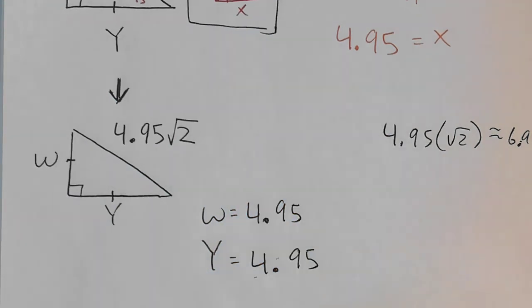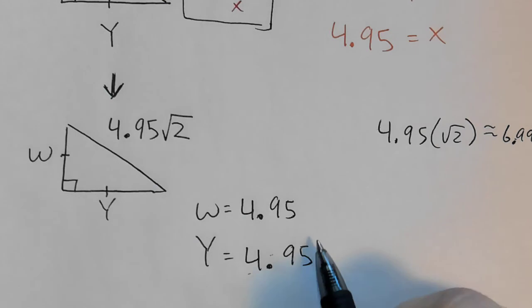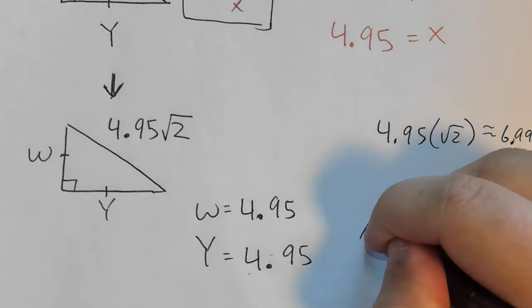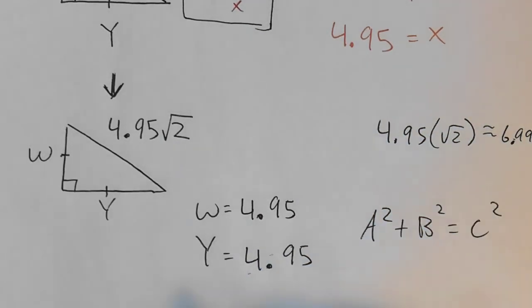If you don't believe me, you're going to get 4.95 squared plus 4.95 squared is equivalent to 4.95 root 2 squared. The Pythagorean theorem will work: a squared plus b squared equals c squared. If you plug these values in, it will work. I want you to go ahead and check it.